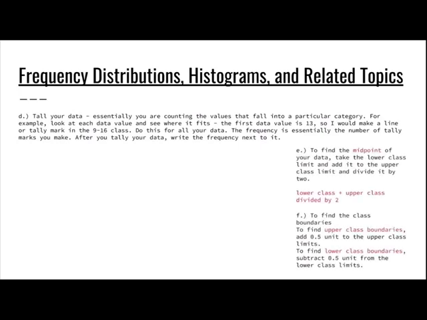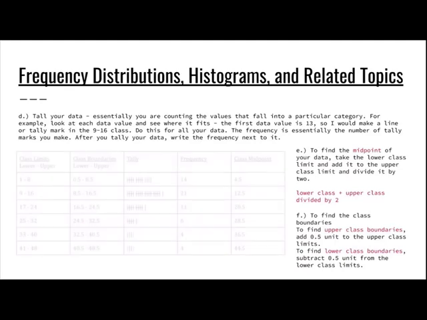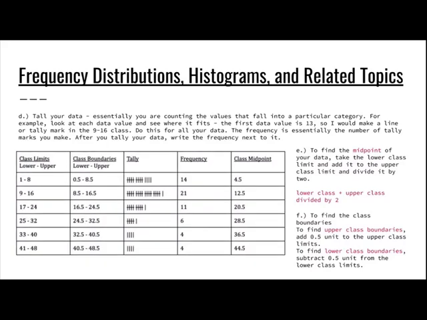To find the midpoint of our data, we take the lower class limit and add it to the upper class limit and divide it by 2. To find the class boundaries, we're going to find our upper class boundaries by adding 0.5 to the upper class limit. And to find the lower class boundaries, we're going to subtract 0.5 from the lower class limit.